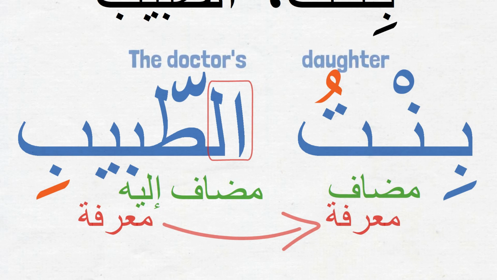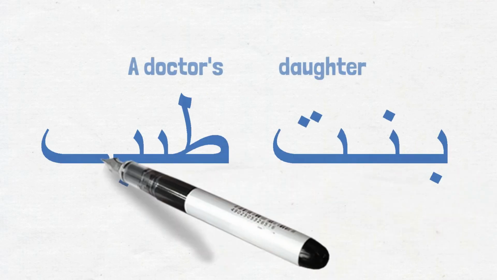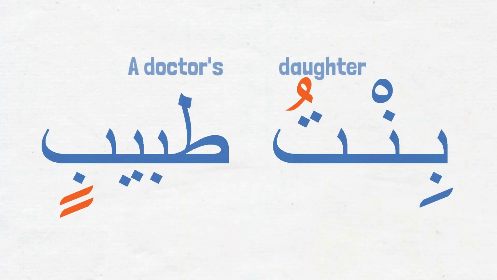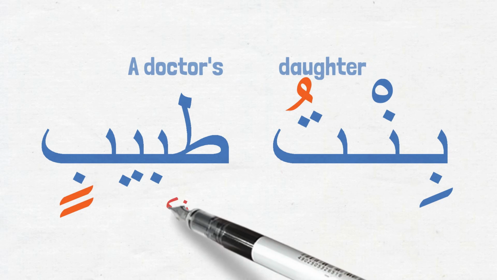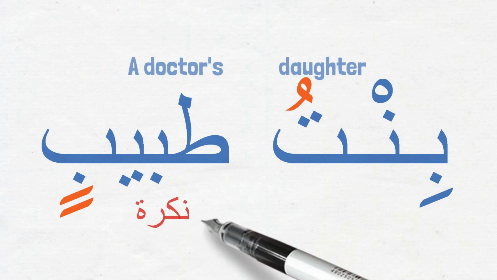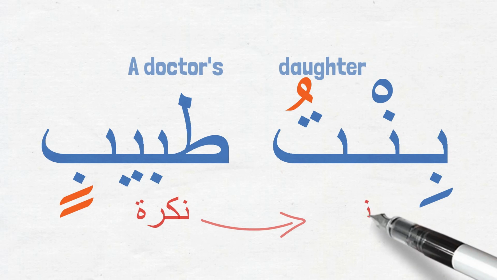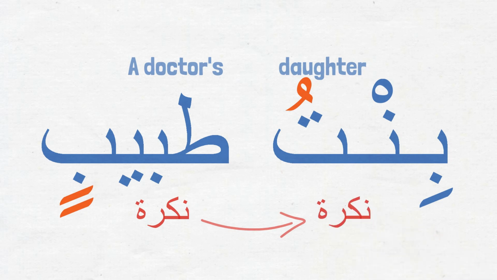As a side example, if you wanted to say a doctor's daughter, we would say bintu tabibin. Bintu tabibin. See here, مضاف إليه طبيب is nakira. Therefore, the مضاف bintu is also considered to be nakira. Bintu طبيب is a daughter of a doctor.